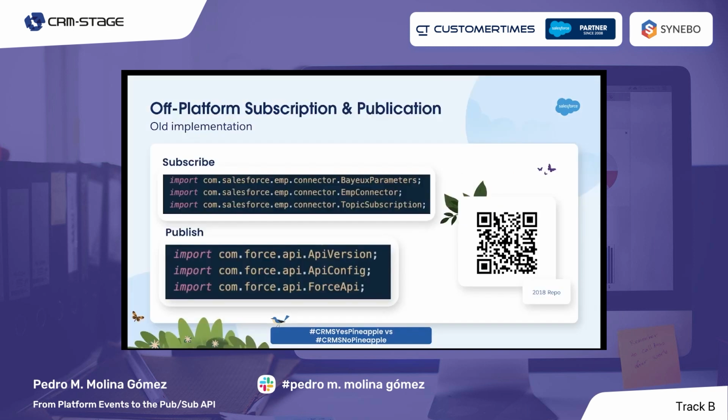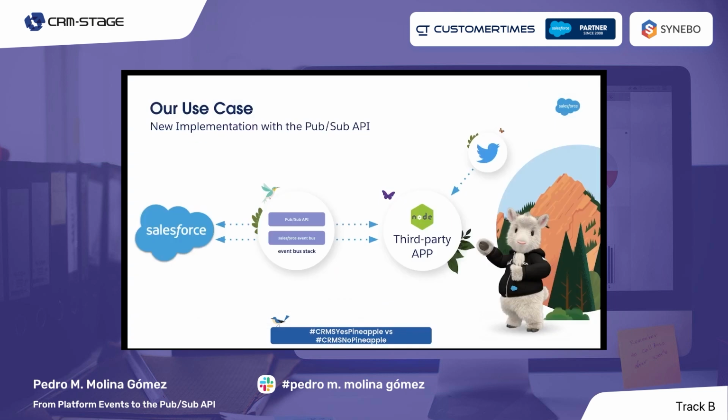Okay, these are a couple of pieces of code I have extracted from the implementation. Remember, this is what we need to publish and subscribe from the third-party implementation. From Salesforce, we don't have to do anything. Just create our platform events or allow the object to use change data capture, and Salesforce will be publishing automatically. We don't have to write any code. For subscribing to Salesforce, we can do it in several different ways.